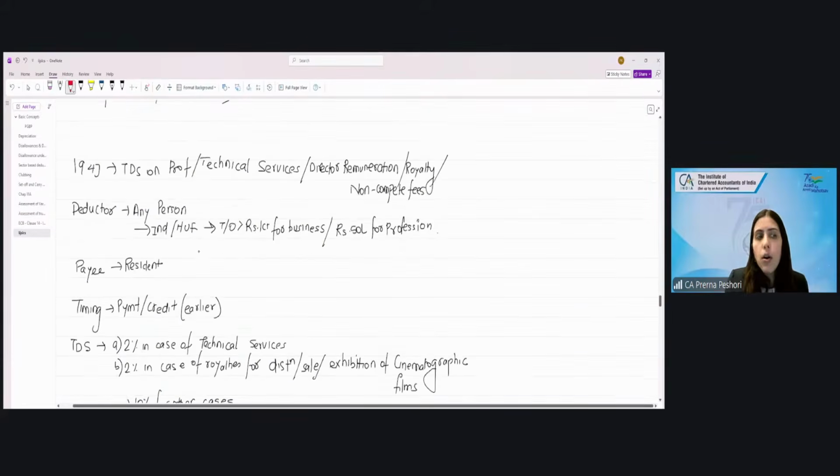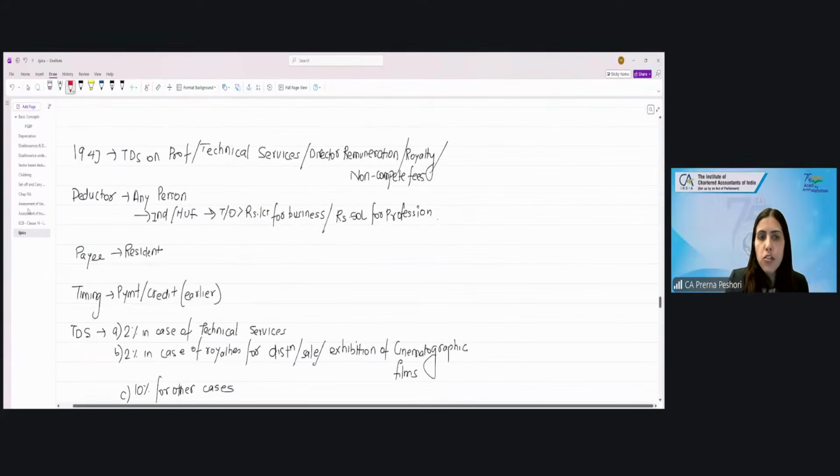Next section, 194J, TDS on professional, technical services, director remuneration, royalty, non-compete fee. Who is the deductor? Any person other than the individual or HUF. For individual or HUF, it is only when their turnover of business is more than 1 crore or professional 50 lakh in the preceding financial year.